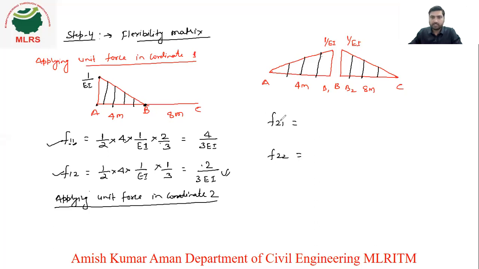So calculation of F21. We are giving unit rotation at this point, and we are calculating at this point, because this is your first coordinate and this is your second coordinate, right? So we are giving unit rotation at this point, and we are calculating the flexibility element at this point, right? So first area, half into base into height, is 1 upon EI into C. At this point we are calculating, so it will be 1/3 only. So if you calculate, you will get 2 upon 3EI. Now F22, giving unit rotation at this point and calculating at this point only. But there are 2 points you can see here.